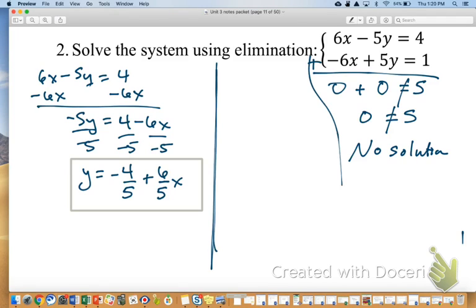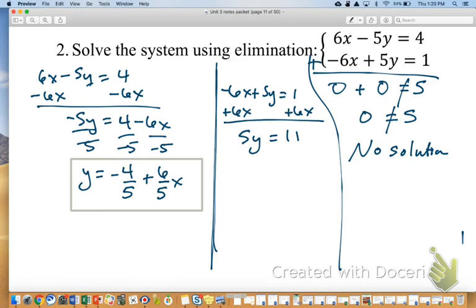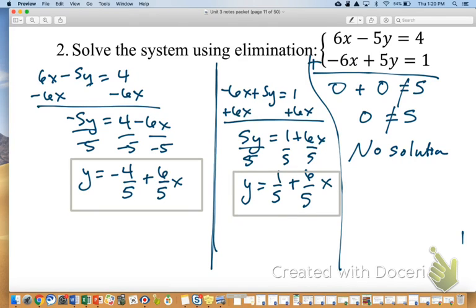Okay, now watch this with the bottom line. Negative 6x plus 5y equals 1. So I'm going to do a very similar thing. I'm going to go plus 6x, like so. I'm going to get 5y equals 1 plus 6x. Then I'll divide by 5. I get y equals 1/5 plus 6/5 x. So those are my two equations. They're the exact same equations that came from my system. I've just converted them to slope-intercept, right?